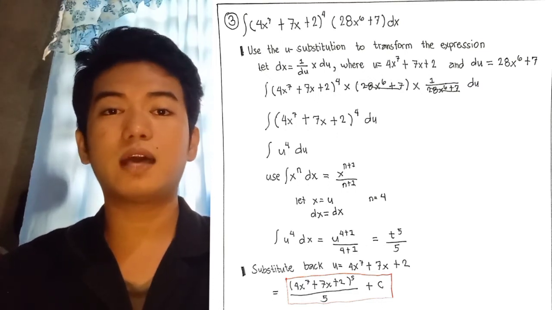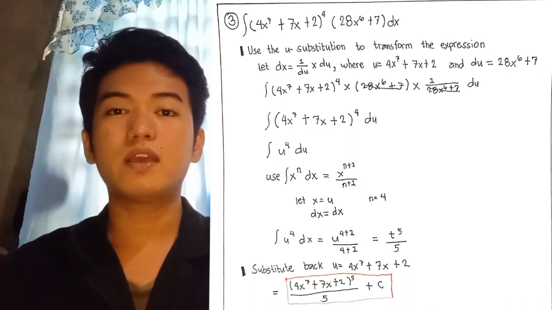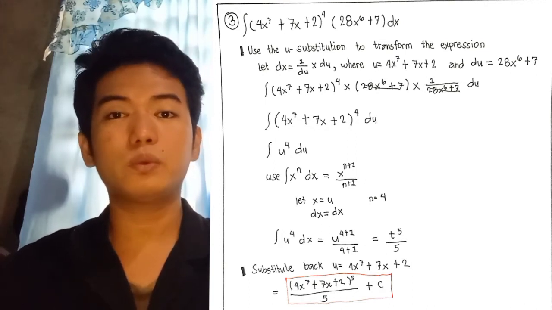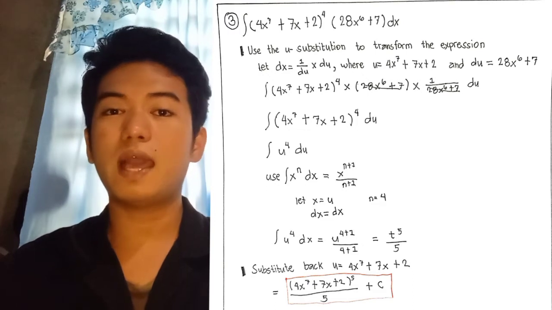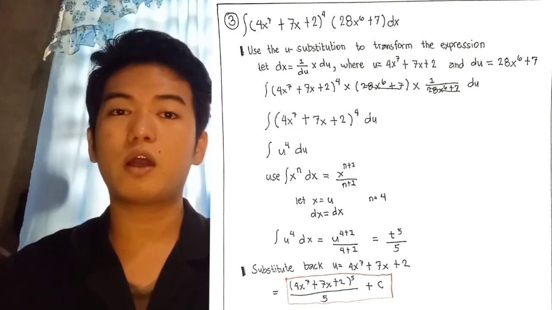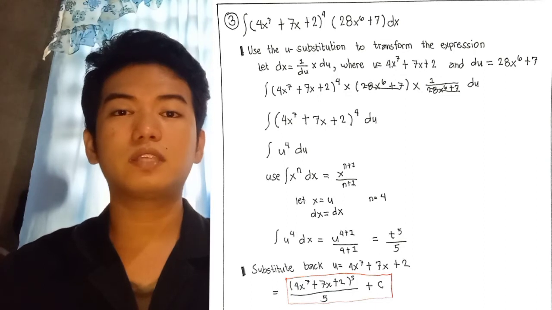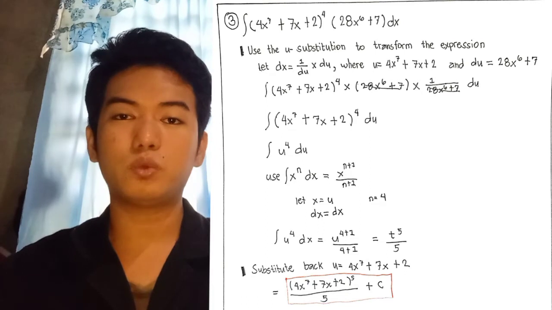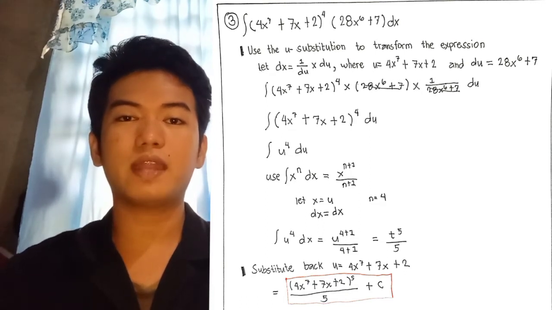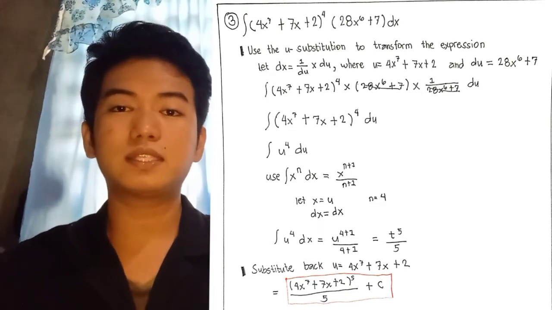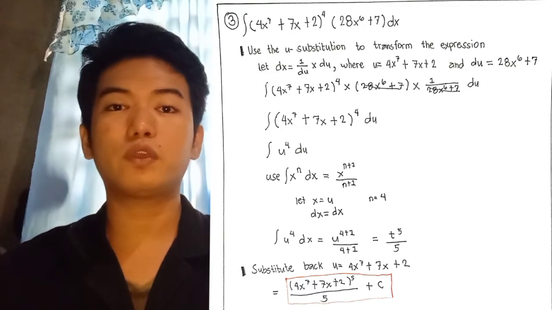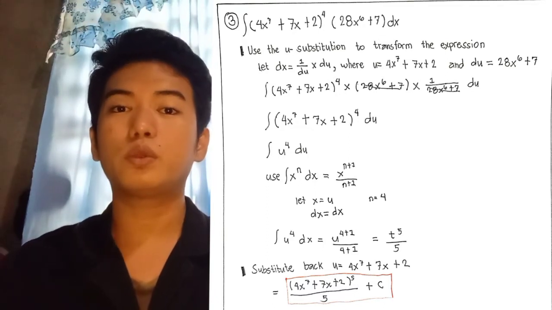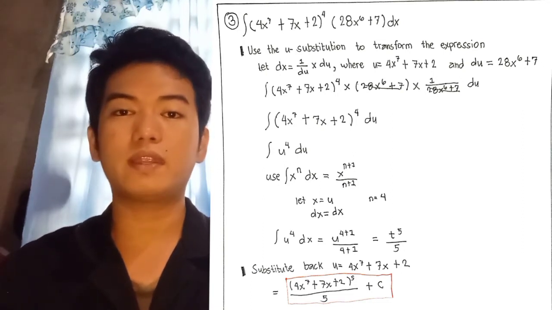Then, cancel out the 28x to the 6 plus 7. Now, we are only left with u to the 4th du. Now, let's use the power formula, which is integral of x to the n dx is equal to x to the n plus 1 over n plus 1. Let x equal u, dx equal dx, and n equal 4. Plug in the necessary variables, so we have the integral of u to the 4th du is equal to u to the 4 plus 1 over 4 plus 1. That is equal to u to the 5 over 5.